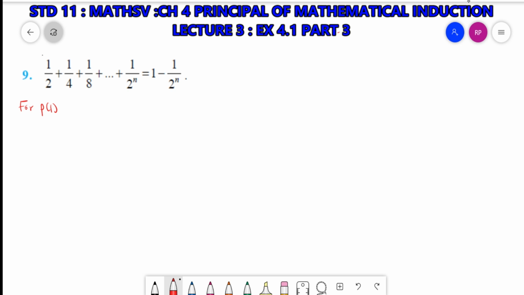So 2 raised to 1, so this up to first term, LHS is equal to 1 by 2. RHS, 1 minus 1 by 2 raised to 1. So that will be 2, and that is also equal to 1 by 2. So LHS is equal to RHS, hence P of 1 is true. Let's name this as 1.